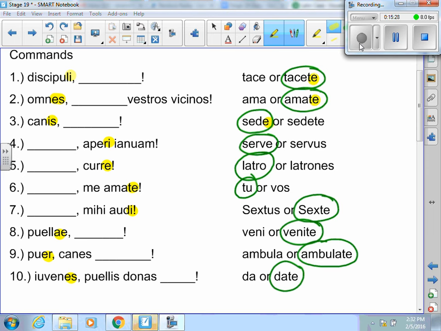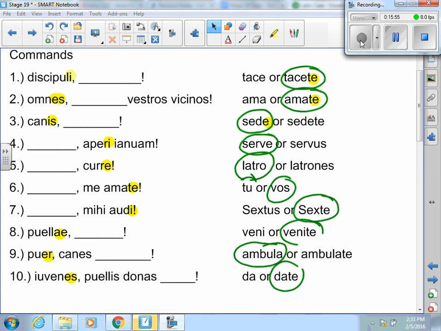Number 6, amate, I chose the wrong one. I should have chosen the plural form because te is plural. Audi, there is no te, so I'm going to choose sexte. Puelli is plural, so I'm going to choose the te form, wenite. Puer is singular, so off my game today. Ambula is the singular form. And then wenes is plural, so I would choose the te form, the date. This is a huge part of your exam. We'll just go over the ones that you had for your quiz.